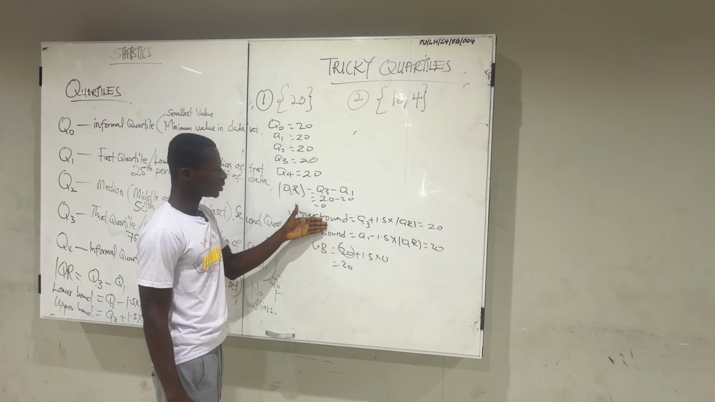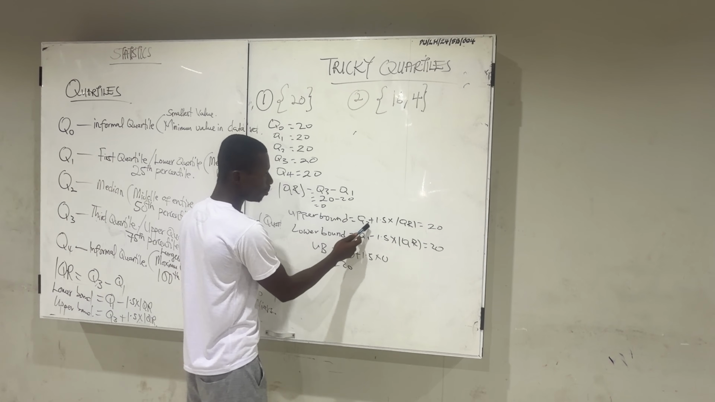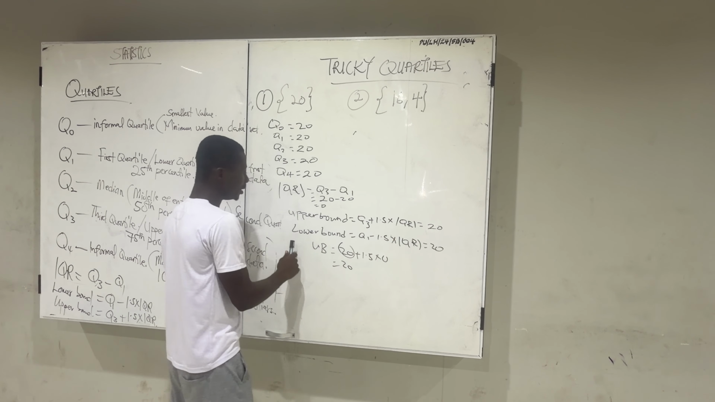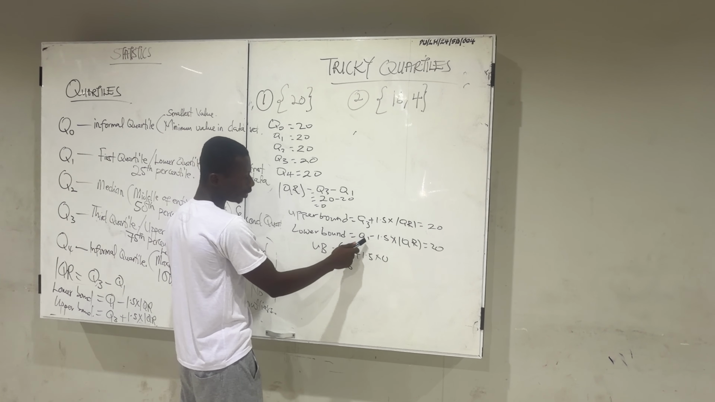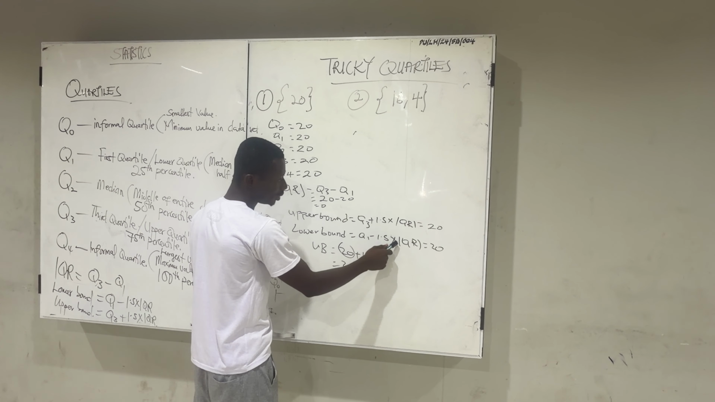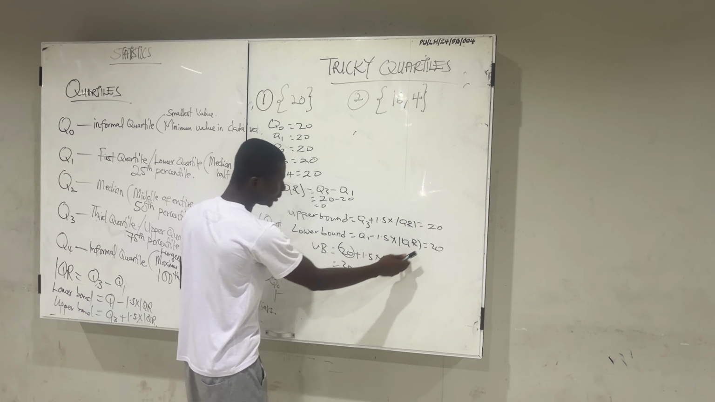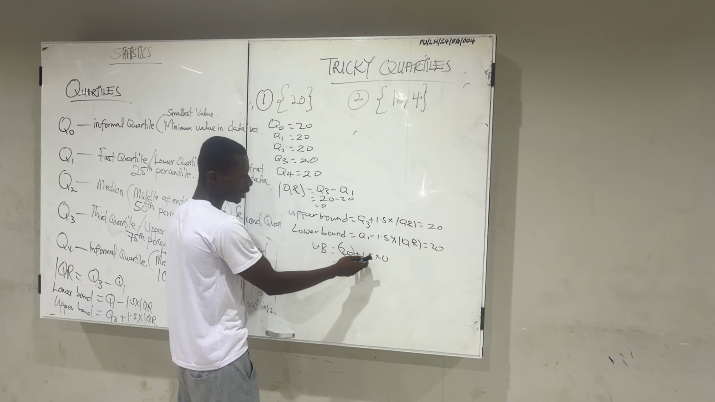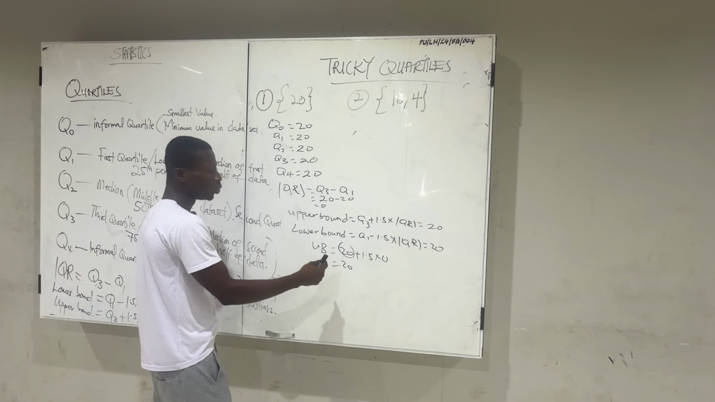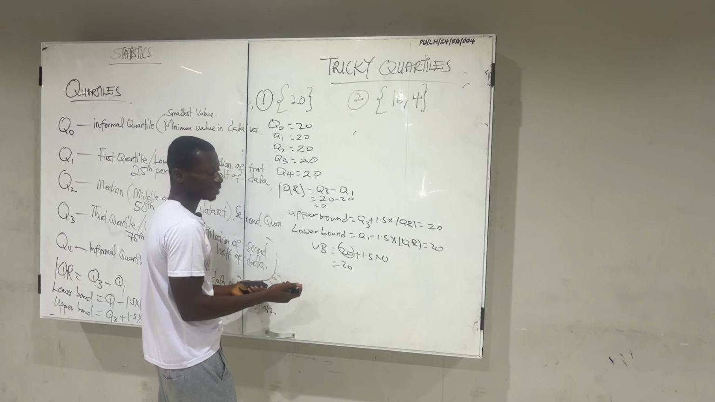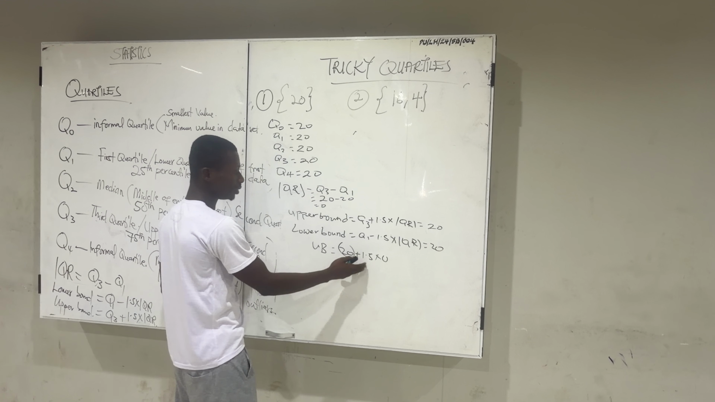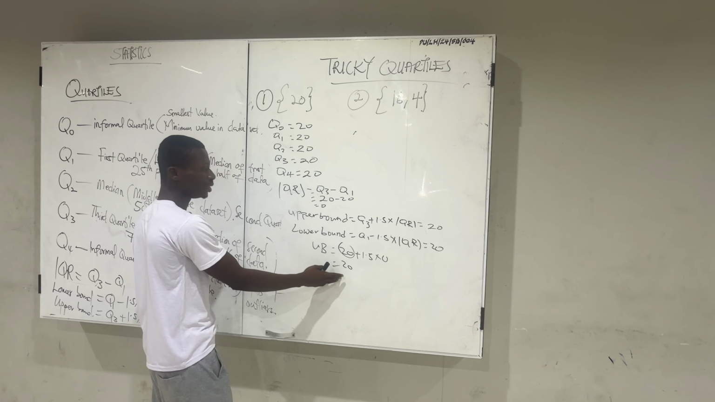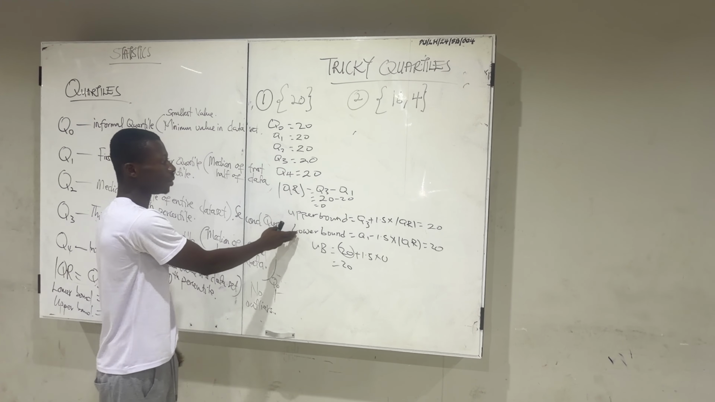Then the upper bound, we have the formula to be Q3 plus 1.5 times the interquartile range. And the lower bound, we have Q1 minus 1.5 times the interquartile range. So for the upper bound, I'm going to have 20 plus 1.5 times 0. And we all know that when it comes to the rules in mathematics, any number times 0 is 0. So 1.5 times 0 is 0. So the answer still remains 20. The same applies to the lower bound.